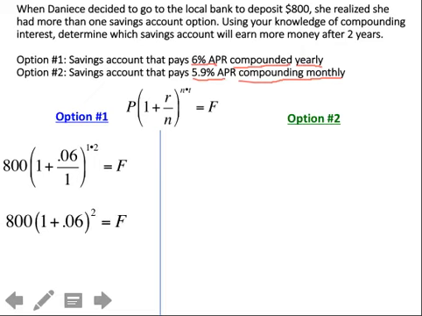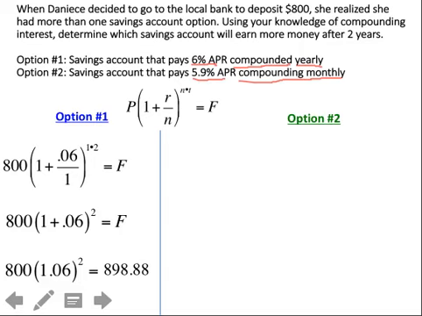When I simplify the formula, this ends up becoming 800 times (1 plus 0.06), because 0.06 divided by 1 is 0.06, and 1 times 2 is just 2. When I type this into my calculator after I add the 1 and the 0.06 and raise it to the second power, I find out my account will be $898.88. So that's my option 1. I'm going to have almost $900 at the end of year 2 using option 1.